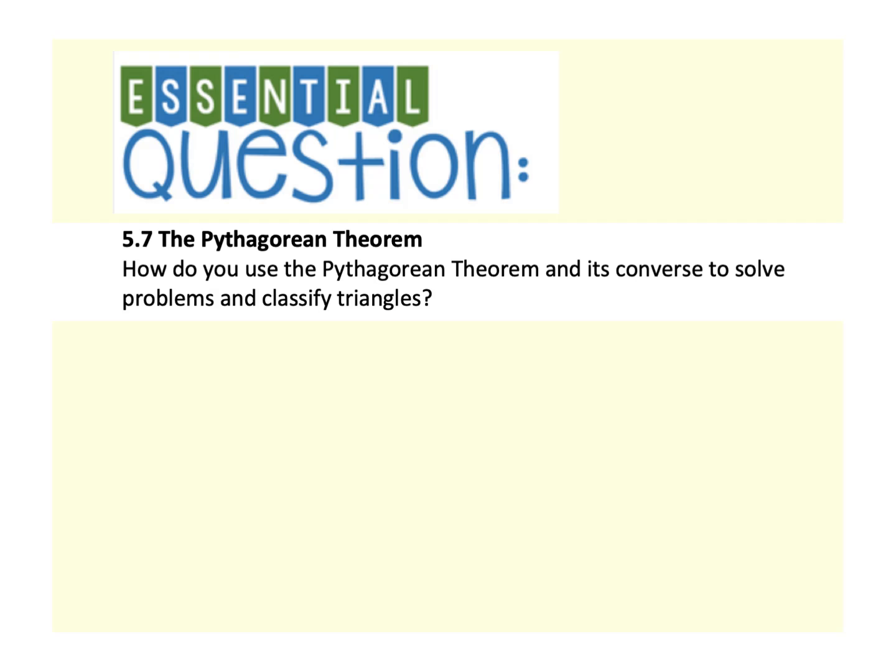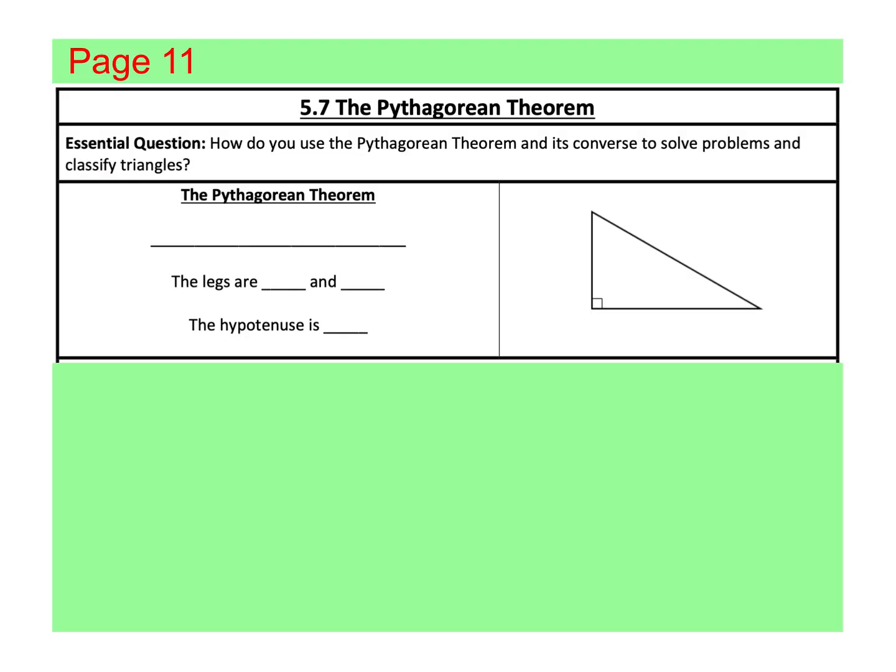Hello, in this video, we're going to look at lesson 5.7 on the Pythagorean Theorem. The essential question for this lesson is how do you use the Pythagorean Theorem and its converse to solve problems and classify triangles? The Pythagorean Theorem is one of the most well-known theorems in all of mathematics. You've probably heard of it before in your previous algebra courses.